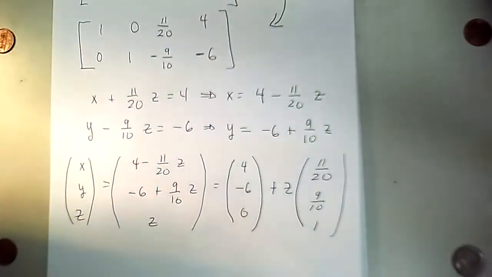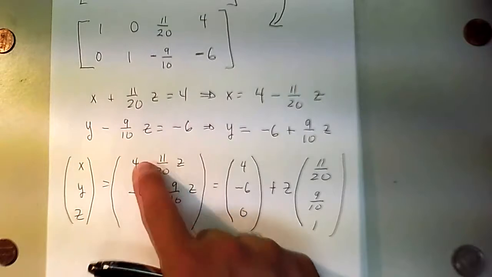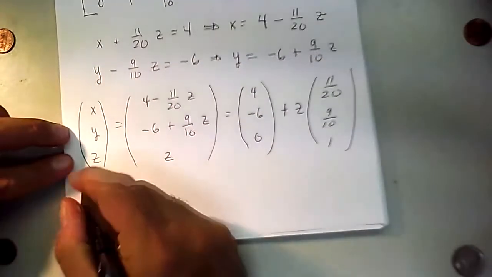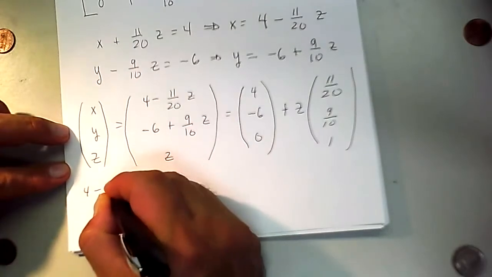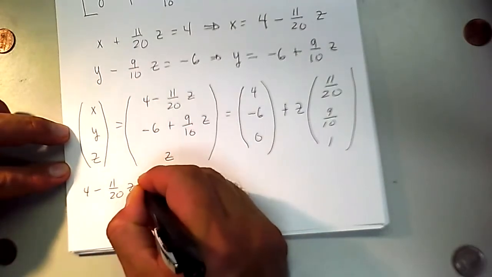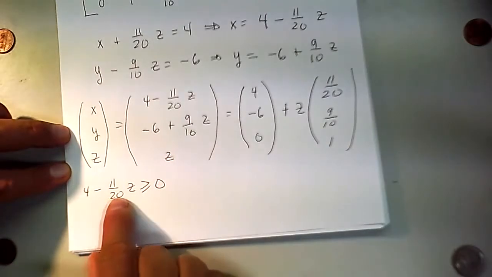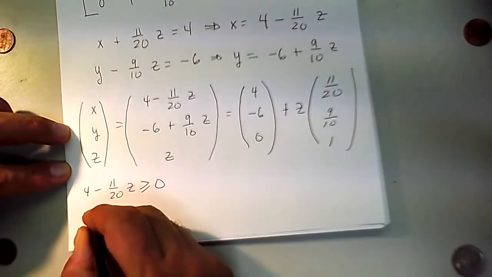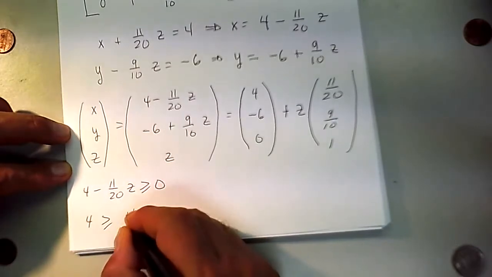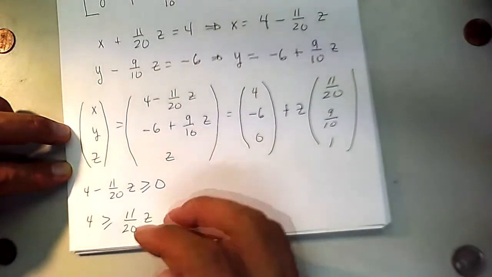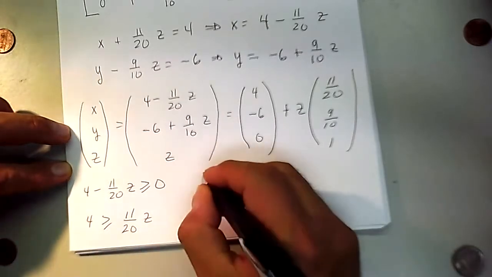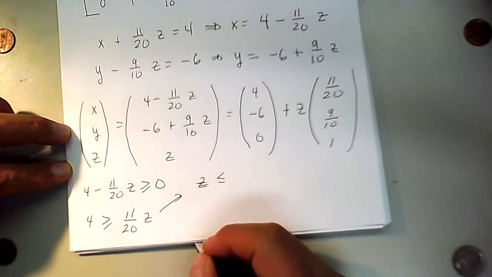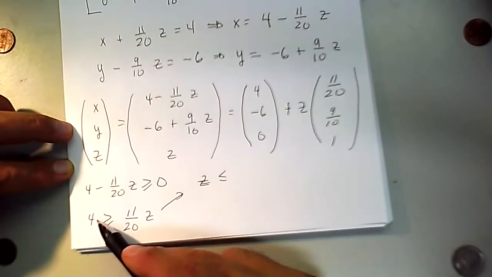So there are some restrictions, and the restrictions can be drawn from this. So this guy has to be positive. Let's think about that. So 4 minus 11 over 20 z has to be greater than or equal to 0. We can move this to the other side of the equation. So 4 is greater than or equal to 11 over 20 z, and then we can multiply by the reciprocal. So z has to be less than or equal to 80 over 11.